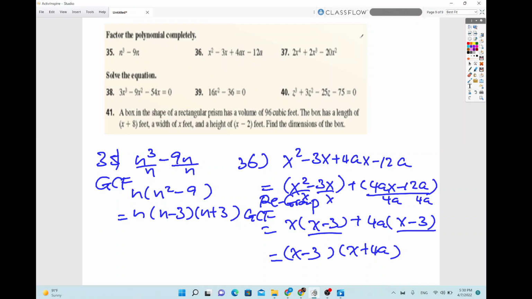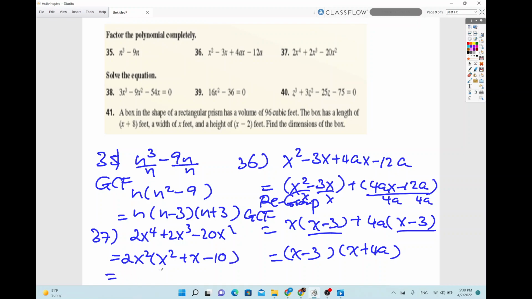Okay, so let's do 37. I'll put it right here. Again, similar strategy: we start off with the greatest common factor. If there's a greatest common factor involved here, it looks like it would be 2x squared, because the coefficients are all even numbers, all divisible by 2. So what we found here is x squared plus x minus 10. And for the rest of this, we can always use the smiley face technique. So negative 10 would be considered 5 and 2.